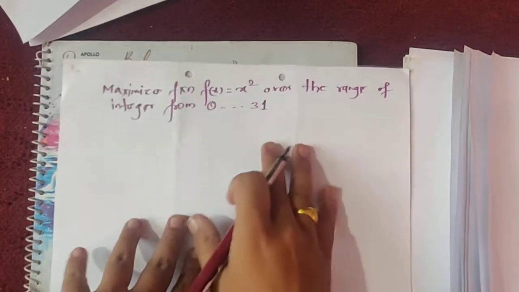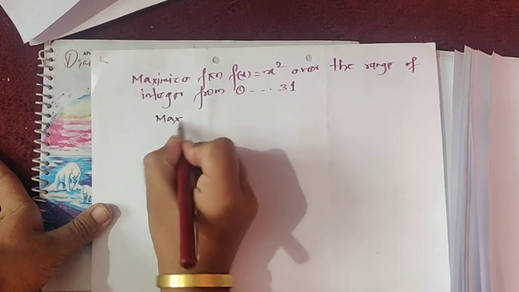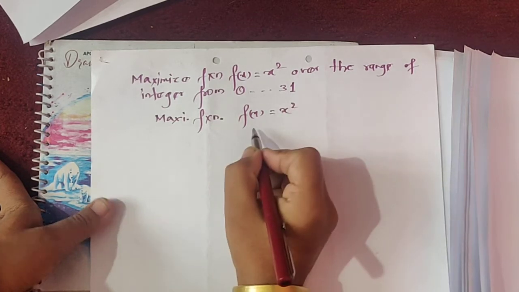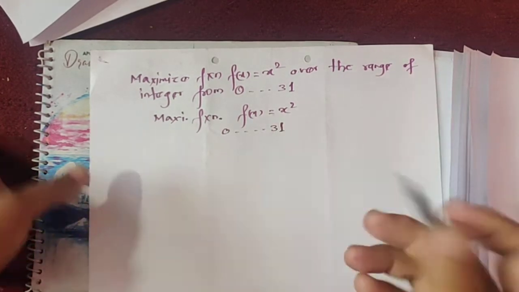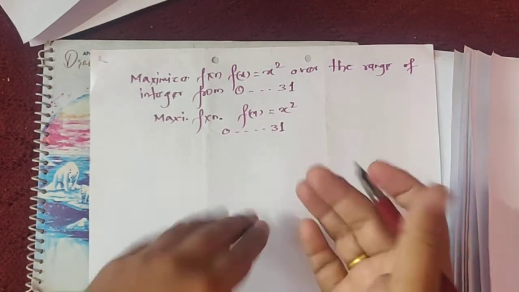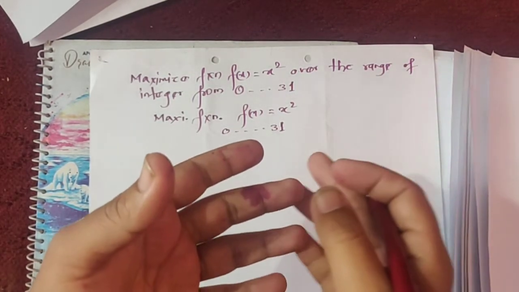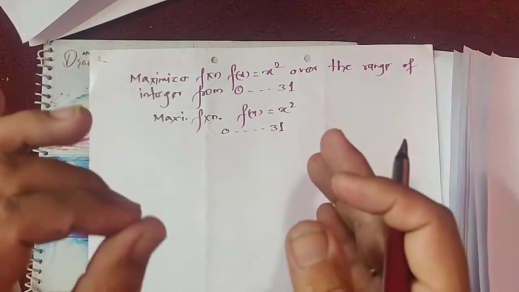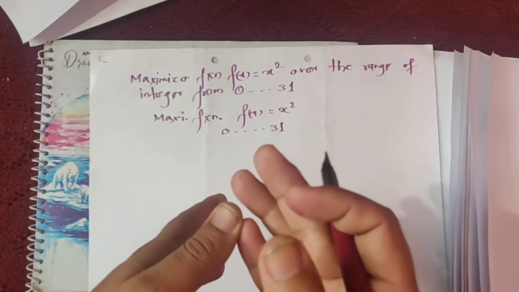So let us solve this question by using genetic algorithm. First of all, maximize the function f(x) equals x square, and the range is 0 to 31. Converting into binary bits, the maximum number of bits we require is 5 bits, because 11111 gives 31. So the maximum number of bits we require is 5 bits.